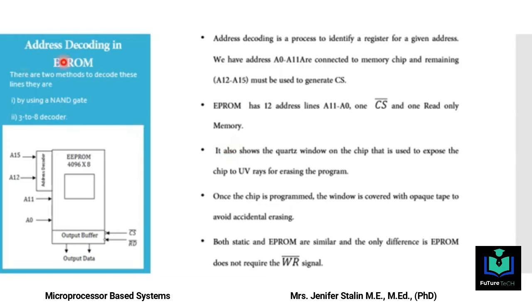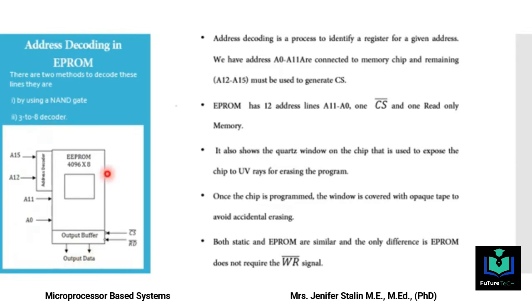And the next topic is address decoding in EEPROM. So what is this EEPROM? Electrically programmable read-only memory. Okay, so there are two types of address decoding. The address decoding can be done by using NAND gates, and also the address decoding can be done by using a 3 to 8 decoder, which we are going to see in the later slides.